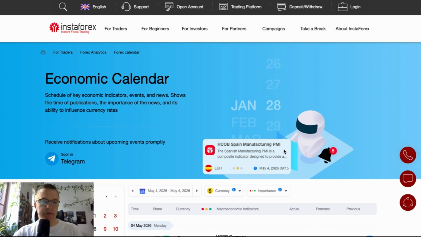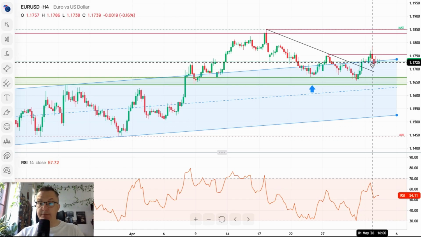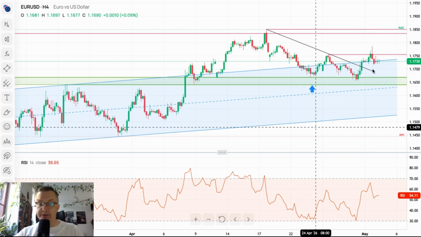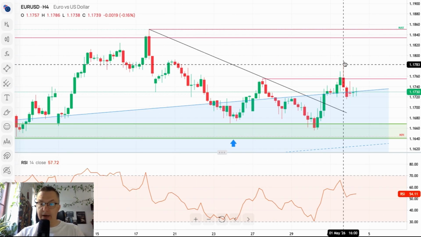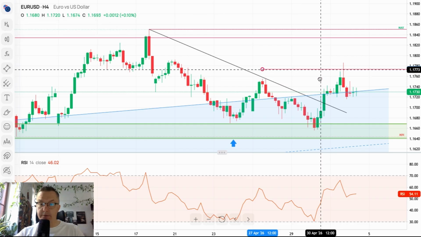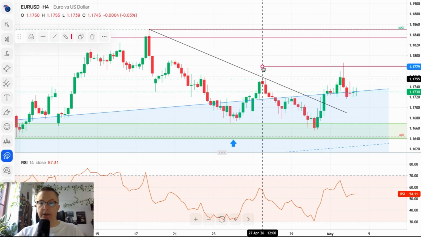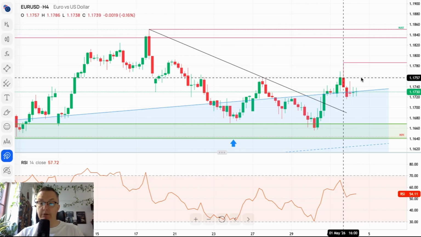So without any further ado, let's switch to the charts, and we start with Euro Dollar. The Euro Dollar 4-hour time frame chart has a breakout higher towards 1.1786, but there is a clearly strict reversal pattern made here on the 4-hour time frame chart. Let me just move this line to the swing high 1.1786, local technical resistance.